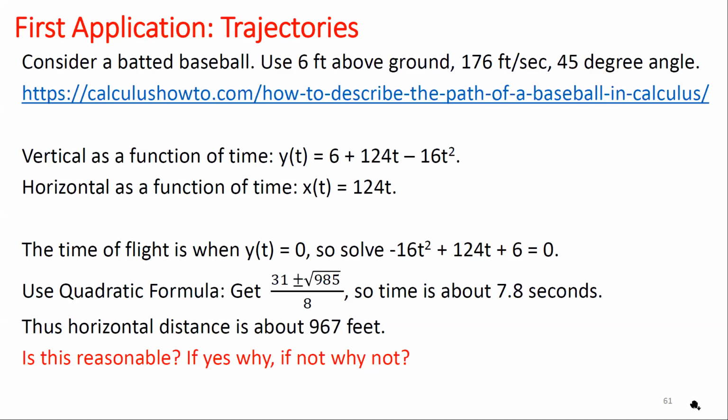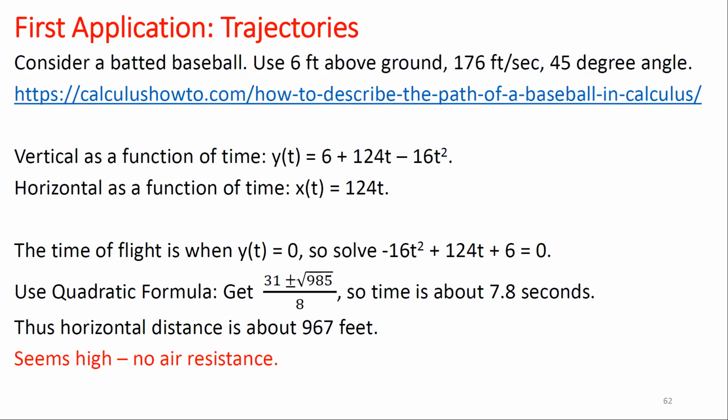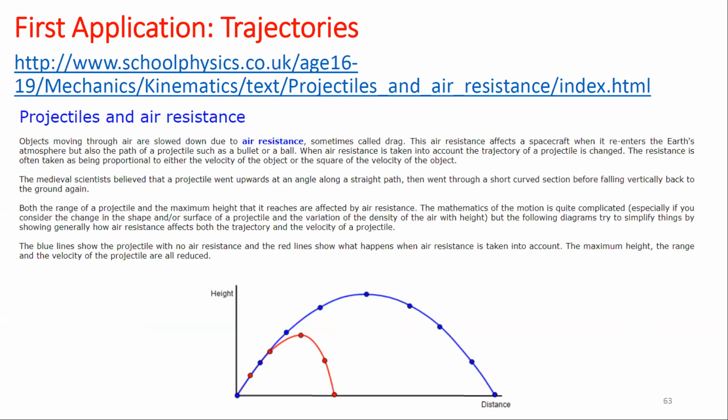Do you think batters are hitting the ball 900? How about how far do you think the best home runs are? Maybe like a little over 500 feet. Yeah. 600? So do you think the air resistance and friction is important? Yeah. And so it seems high, and we've assumed that there's no air resistance.